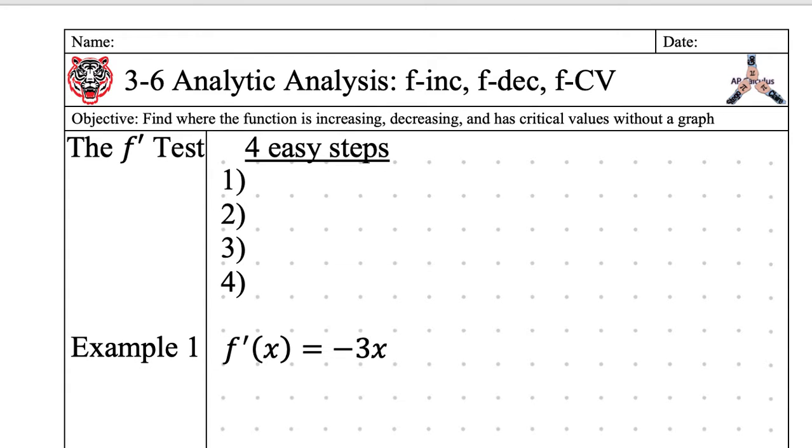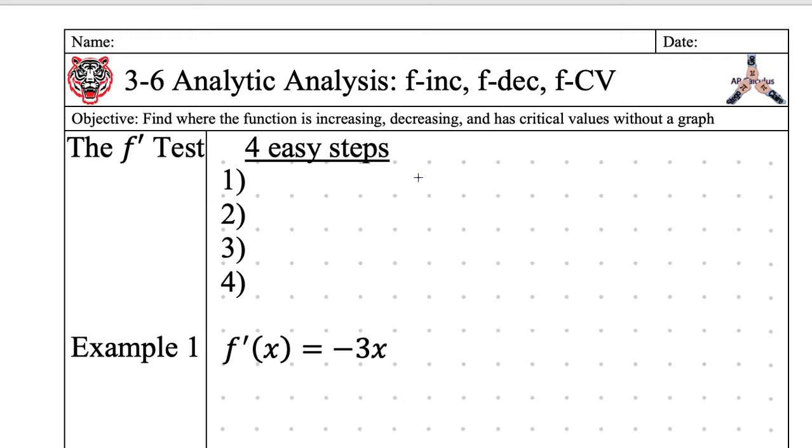All right, AP Calculus, lesson 3-6. We're doing analytic analysis where we're talking about increasing, decreasing intervals and critical values, but without our graphs anymore. So, objective, who can read it? Find where the function is increasing, decreasing, and critical values without a graph. Basically what I just said.